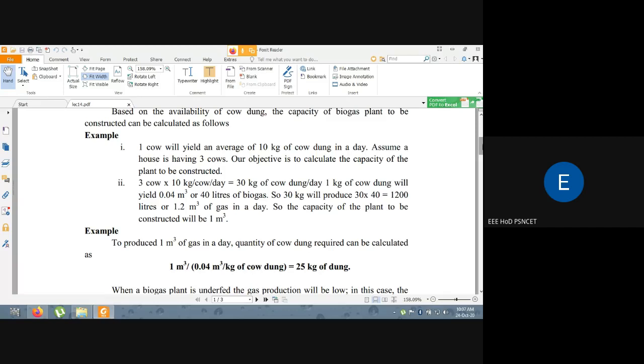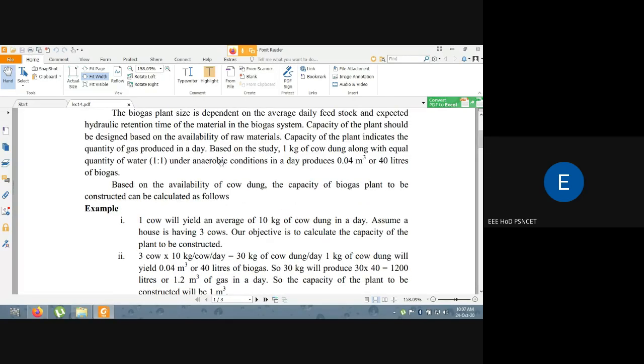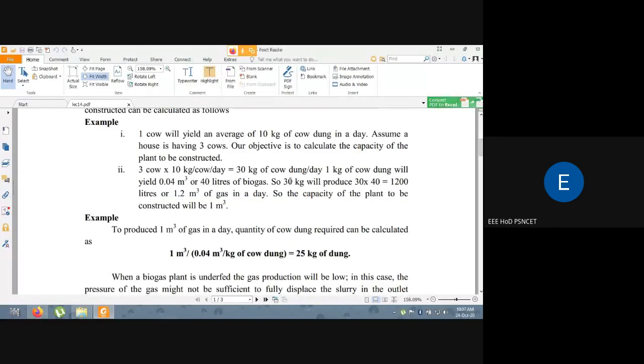We have discussed already that 1 kg can generate 40 liters. So 30 kg means 30 into 40, 1200 liters of biogas per day. So the plant should be constructed with a capacity of a minimum of 1 meter cube.